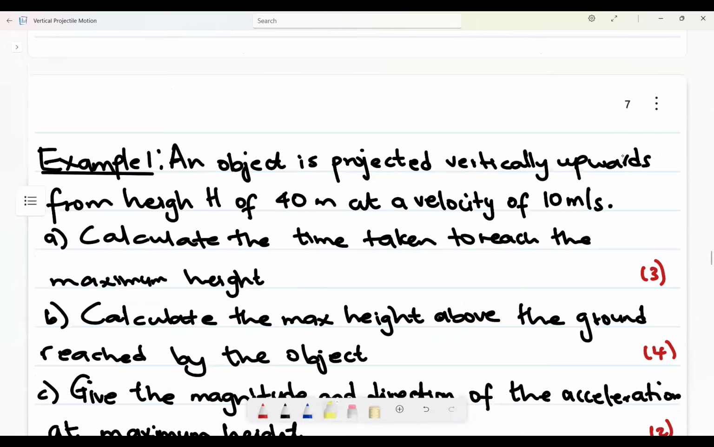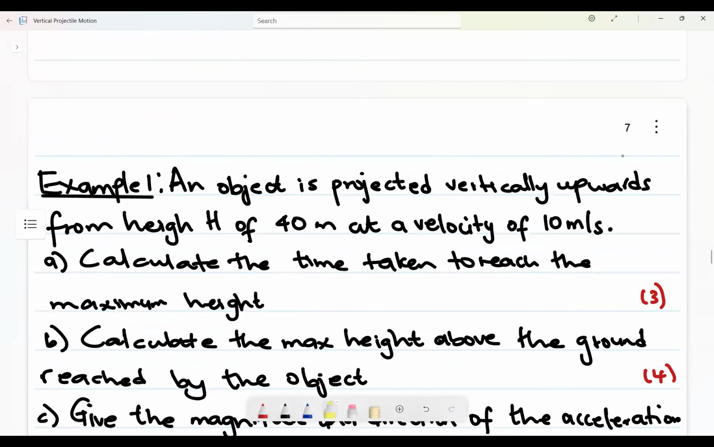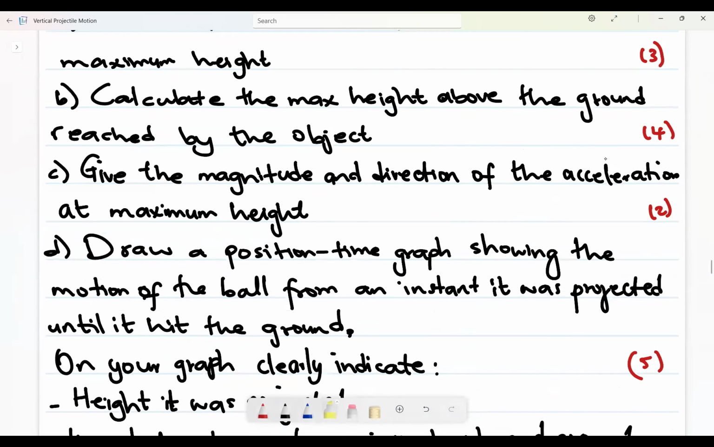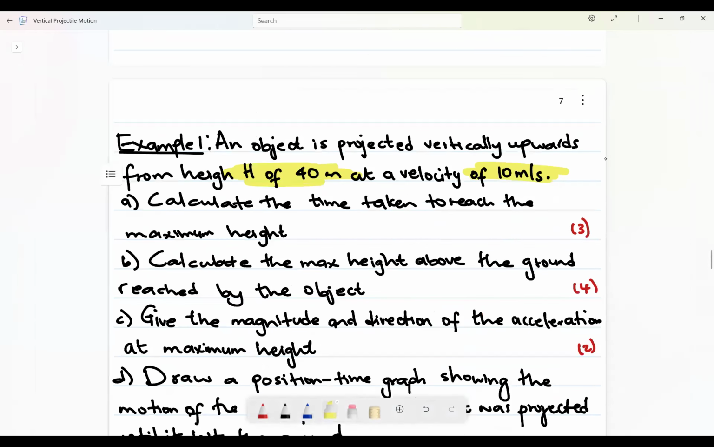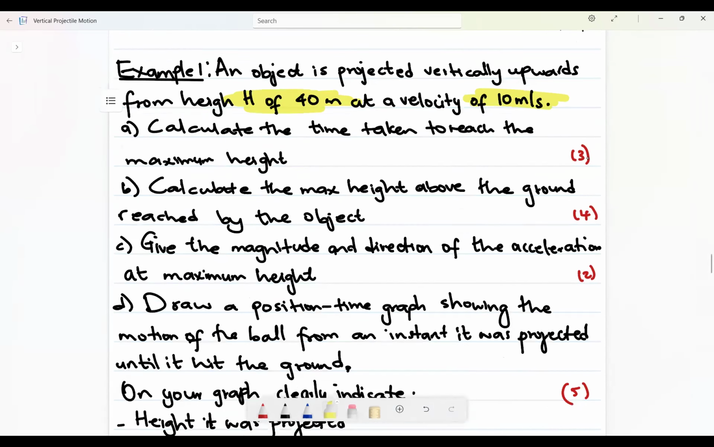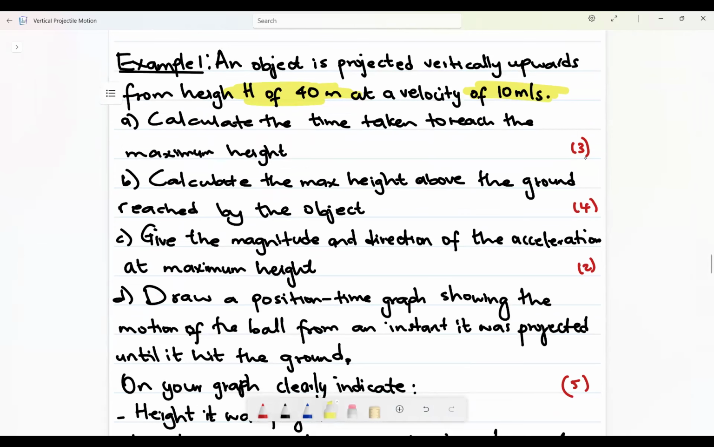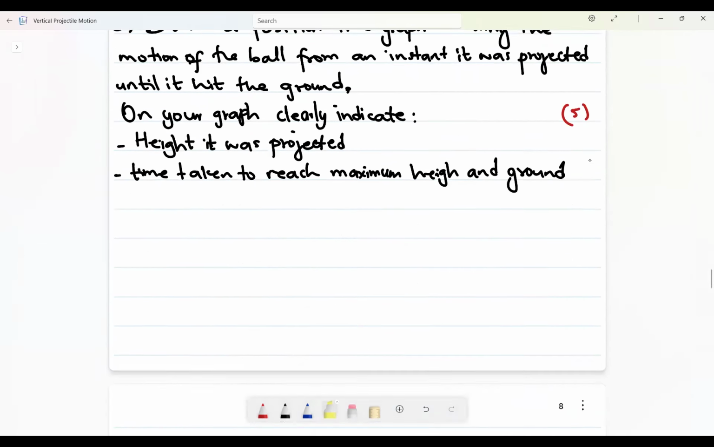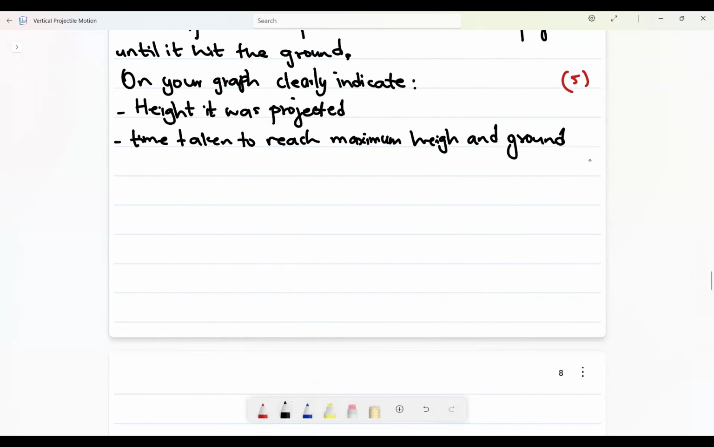So now let's look at this one. An object is projected vertically upwards from a height h of 40 meters at a velocity of 10 meters per second. Before I do this, I want you to be in a position of drawing down the trajectory. Try to draw the scenario that happens. Remember the examiner will give you the sketch.